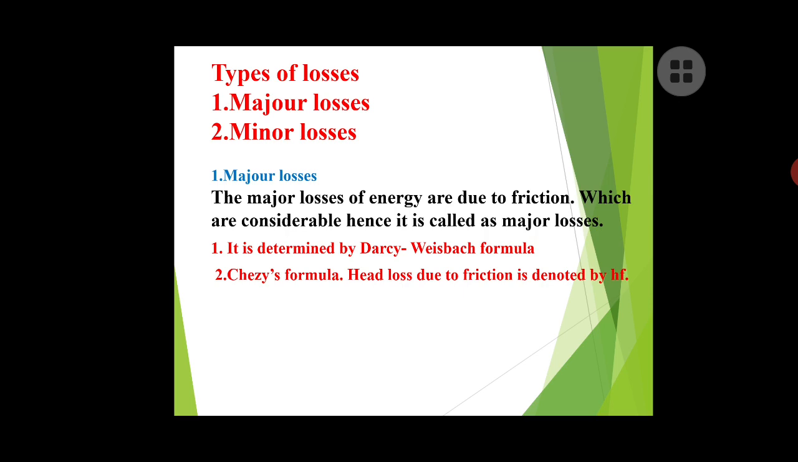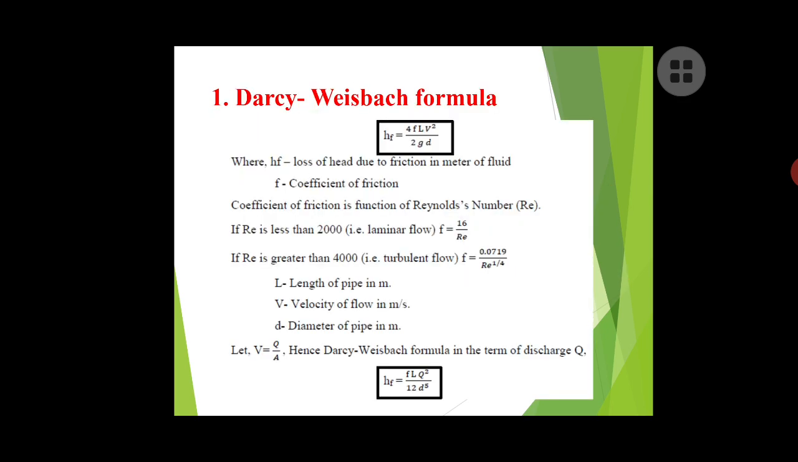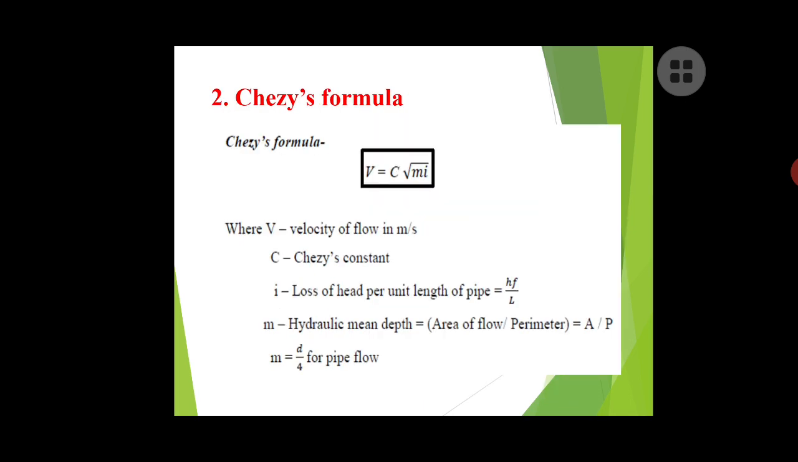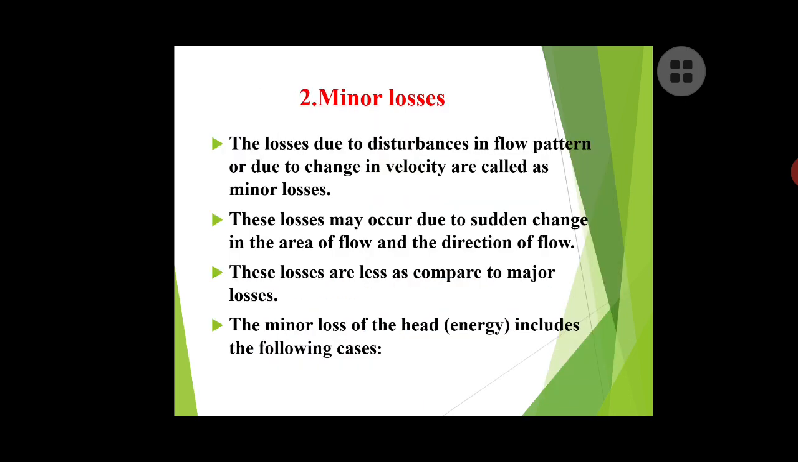Basically, the major losses are given by Darcy's formula, which we saw in the previous lecture, and Chezy's formula. Today we will see the minor losses. The losses due to disturbance in the flow pattern or due to change in velocity are called minor losses. These losses may occur due to sudden change in area of flow and the direction of flow.